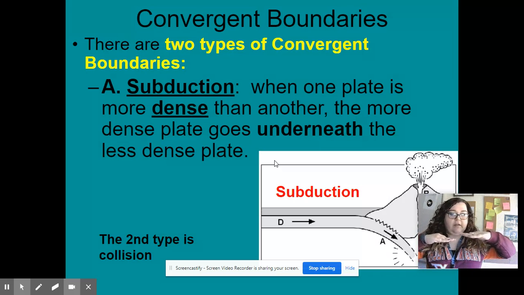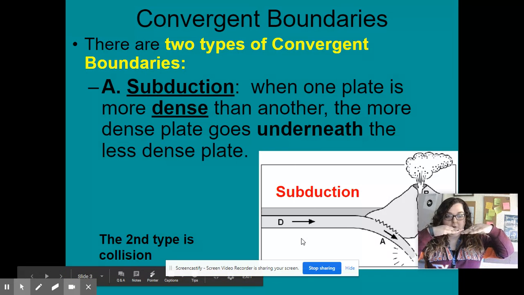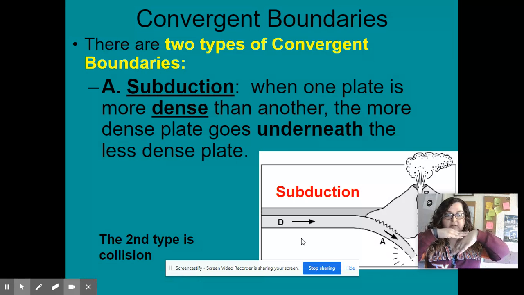So let's say this one right here is our oceanic plate. And we know from whenever we studied rocks that the oceanic plate is more dense. And this one can be our continental plate. Whenever those plates come together, the more dense one is going to go underneath the less dense continental plate. So, subduction. When one plate is more dense than another, the more dense plate goes underneath the less dense plate. As you can see here in this picture, we've got the oceanic plate going underneath the continental plate.